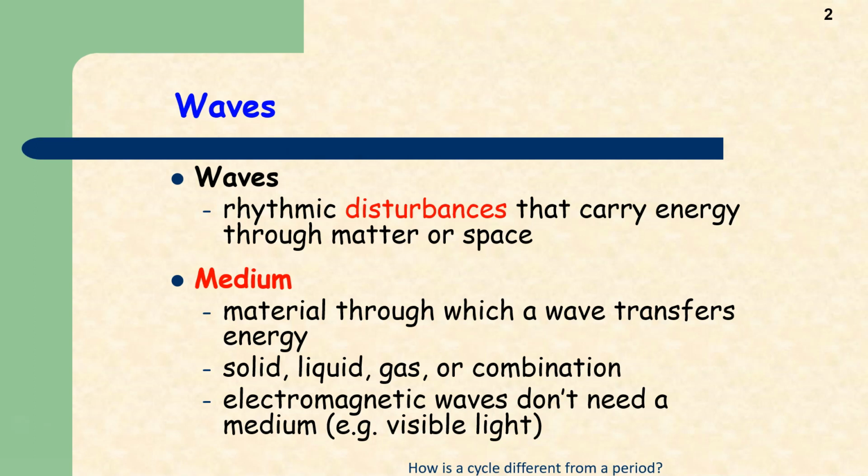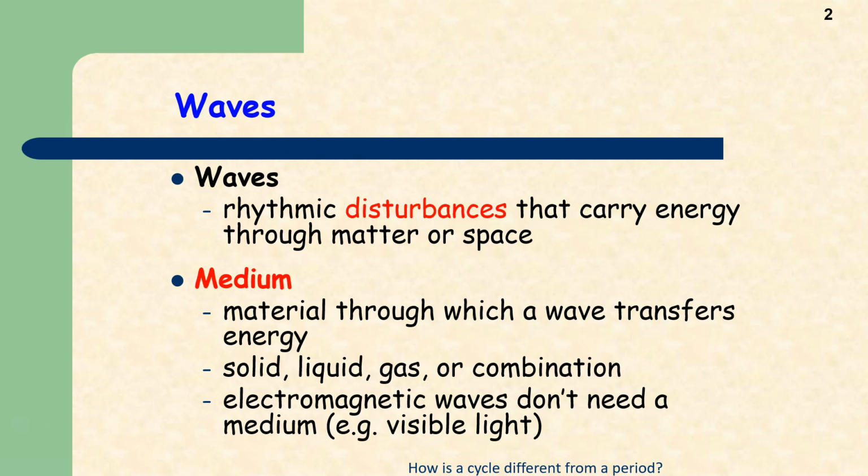Of course, we discovered that the velocity of this wave depends on the medium, and this is just the material through which a wave transfers energy. It can be either solid, liquid, gas, or a combination. It can also be electromagnetic waves, which don't need a medium, like radio waves and visible light.